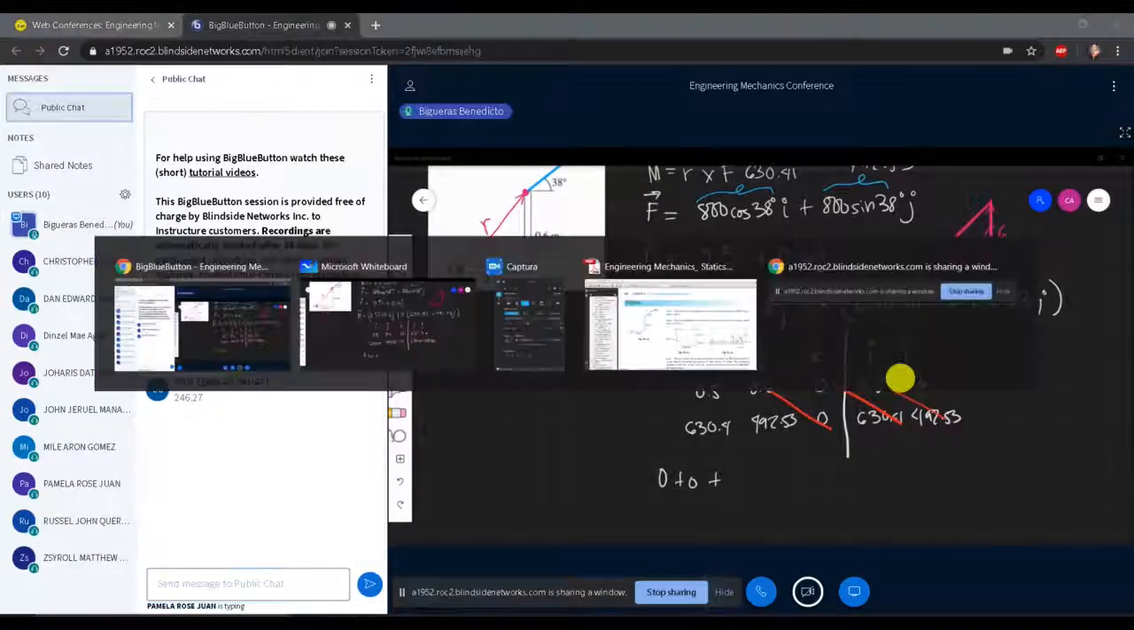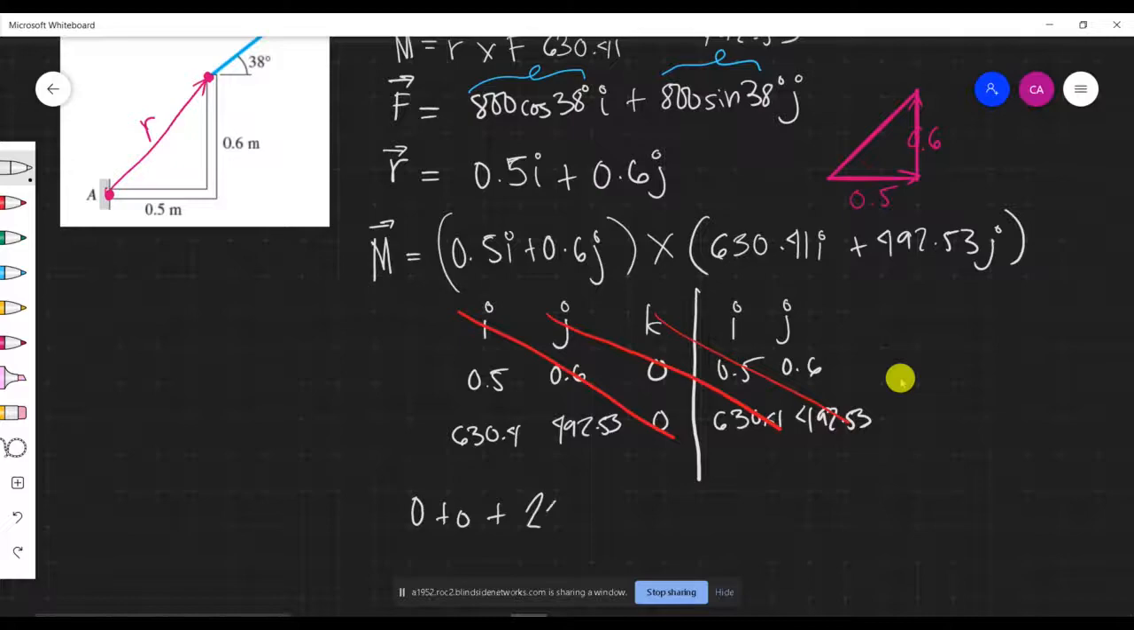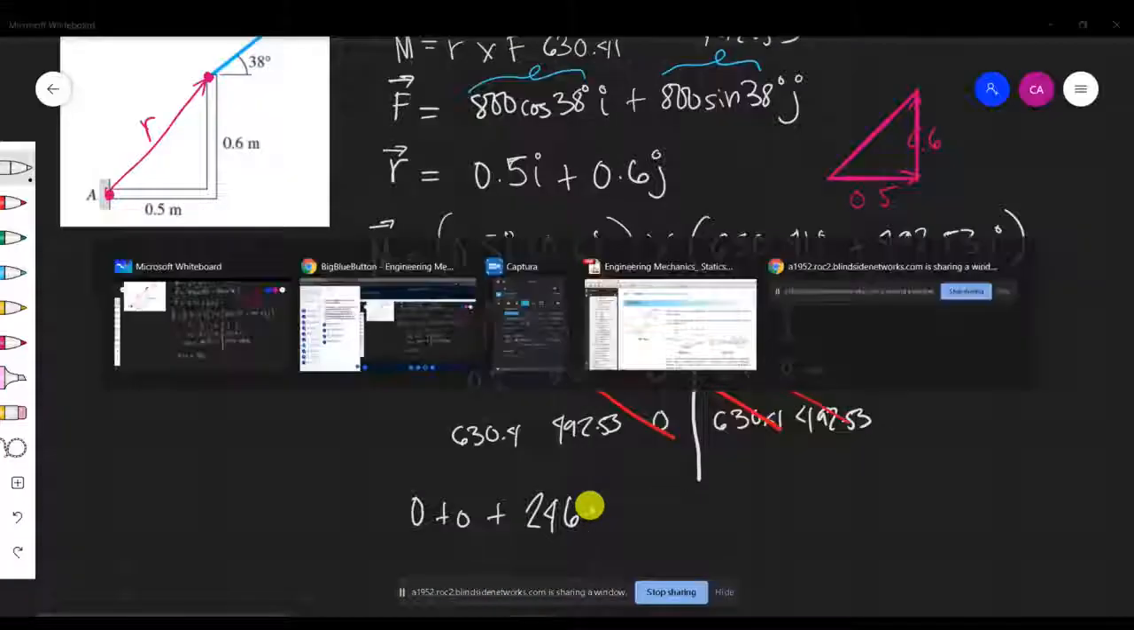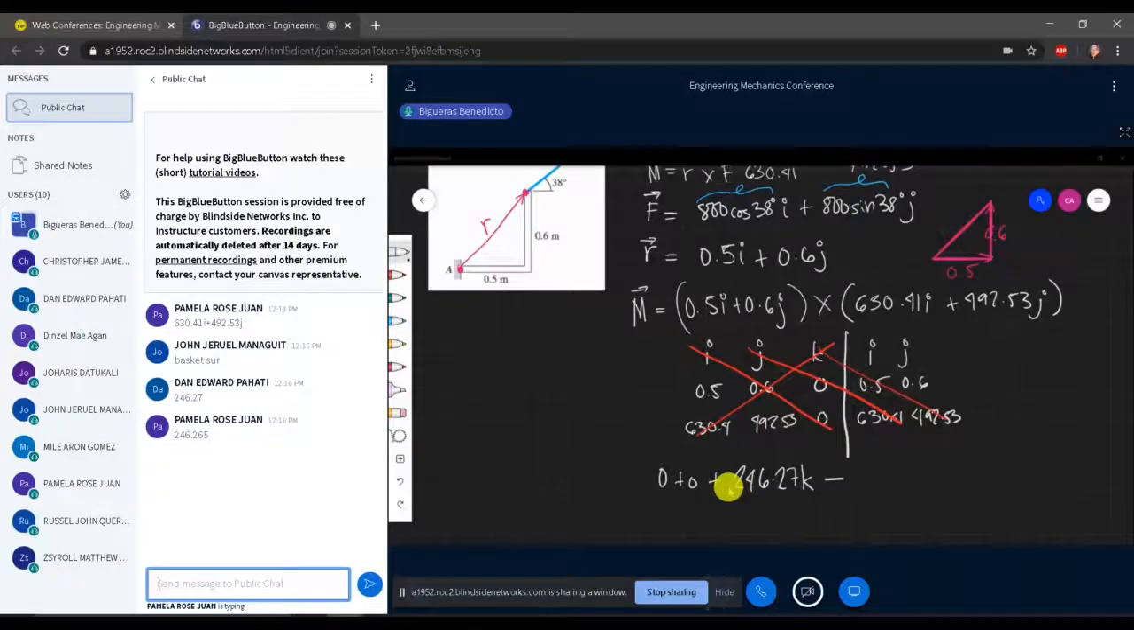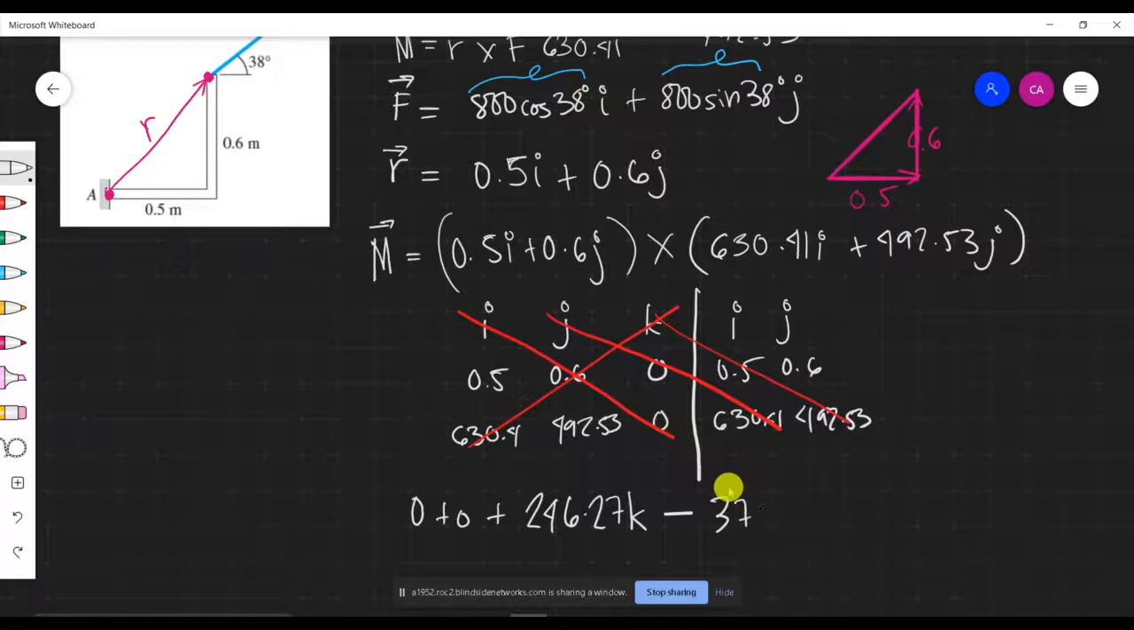So, 246.27. Ibig sabihin nun, 246.27. Huwag kakalimutan yung K. Alright? Huwag kakalimutan yung K. So, next is, tapos na tayo dyan, then pataas naman. Okay? So, magiging minus naman yan. So, 630 times 0.6 ilan? Pa-compute. 630.4 times 0.6 ilan? 378.25. 378.25K. May K pa din.